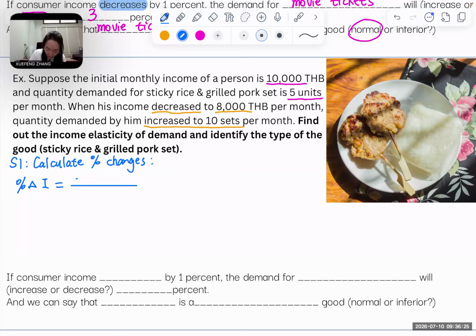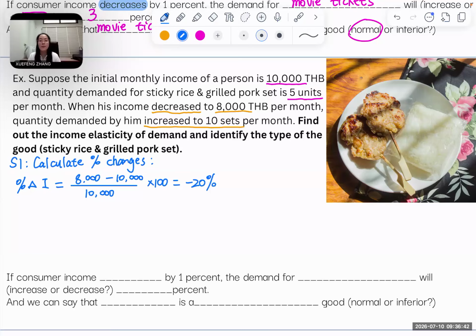So here we have 8,000 minus 10,000 and then divided by 10,000. Okay, you times 100, because we need the percent, which is negative 20%.